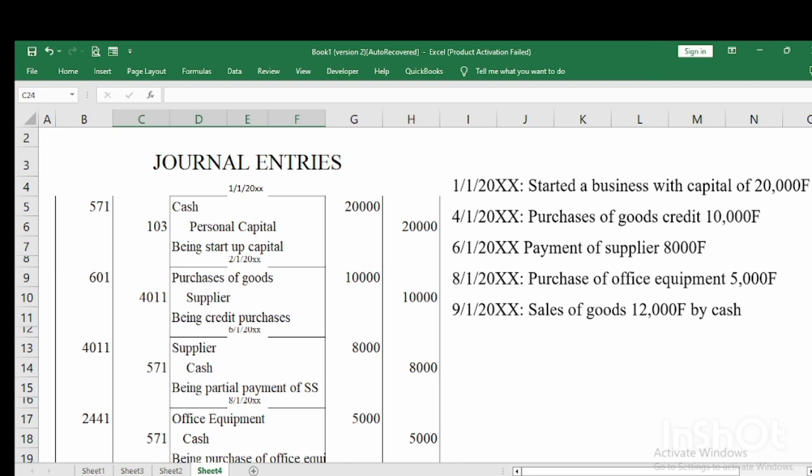In such a way that we take transactions like this and do the journal entries. From the journal entries, we'll move to the T accounts, to the trial balance, and from the trial balance to the financial statements, which are the balance sheet, the income statement, and the statement of cash flow.